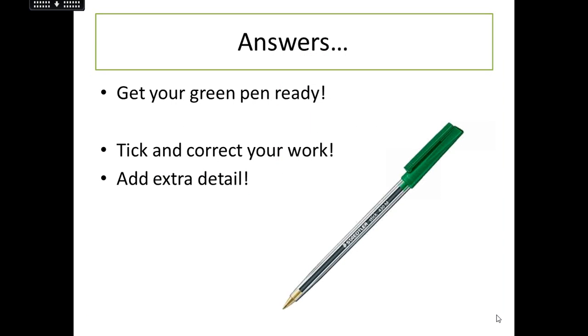So hopefully you've managed to get as much of the written work done as you can. If you've got a green pen, great. If not, another colour would be fab. Tick and correct your work. Make sure your work is useful for you in the future. There's no point in just putting a cross because you're not going to know what the correct answer is. So make sure you correct it if you've got it wrong. If you feel like something I give you, either by talking to you or in my answer written on the PowerPoint, could give you a bit of extra detail, add it in as well, please. Always useful to have more than the minimum, isn't it?